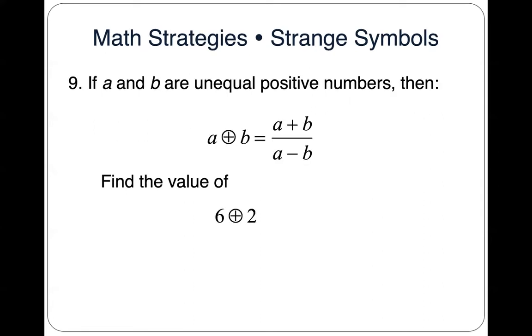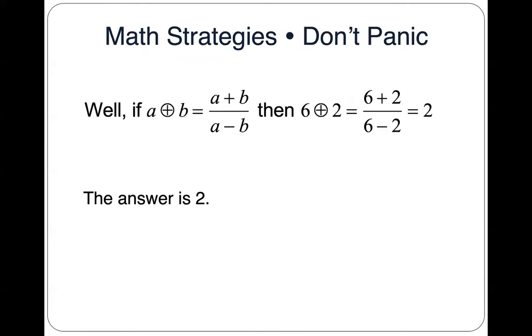For instance, if A and B are unequal positive numbers, then A with the funny symbol B is equal to A plus B divided by A minus B. So then find the value of 6 with that funny symbol 2. Well, if A funny symbol B is equal to A plus B divided by A minus B, then 6 with the funny symbol 2 would be equal to 6 plus 2 divided by 6 minus 2, which is 8 divided by 4, which is a 2. So the answer is 2.